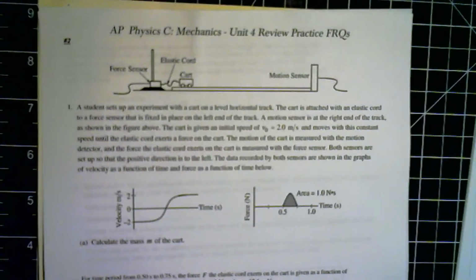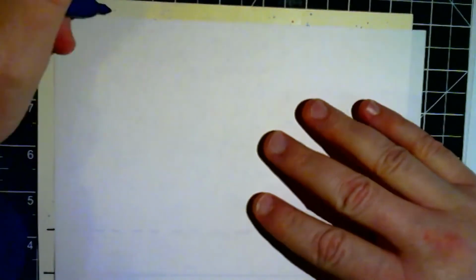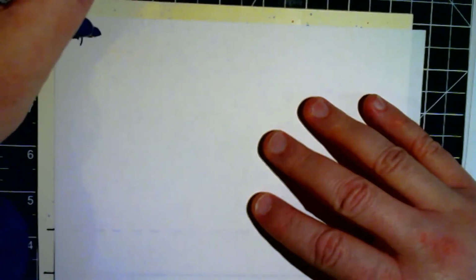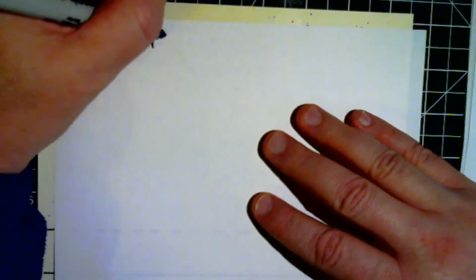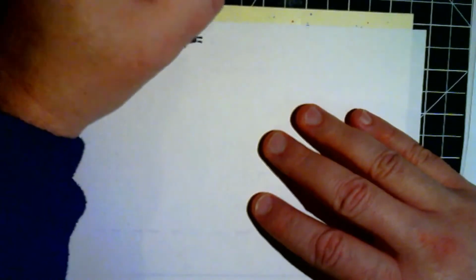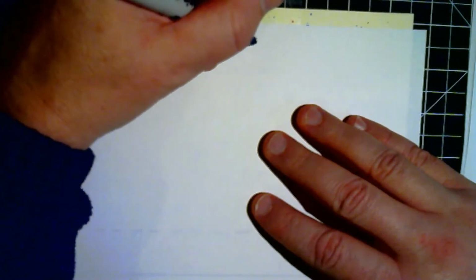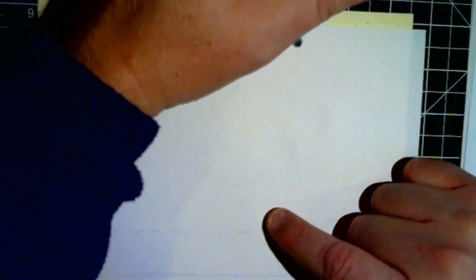All right, so the first question says calculate the mass m of the car. This is pretty easy. What we'll do is use the impulse momentum theorem. So we can set it up to where delta P, which is the change in momentum, is equal to mv final minus mv initial. Well, that expression is also what's known as the impulse. And the impulse is given to us from the graph.